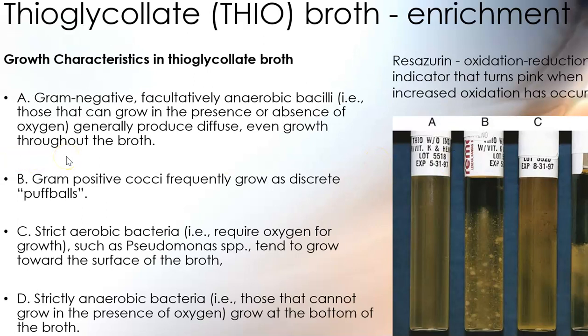Thioglycolate broth. You can get thioglycolate with indicator or without indicator. What does that mean? Okay, so thioglycolate broth, one of the things that we look for is where growth is occurring in the broth. If it's growing only on the very top surface, then it's probably an obligate aerobe. If it's only growing in the very bottom, it's probably an obligate anaerobe. If it's growing just below the surface, it's probably microaerophilic.